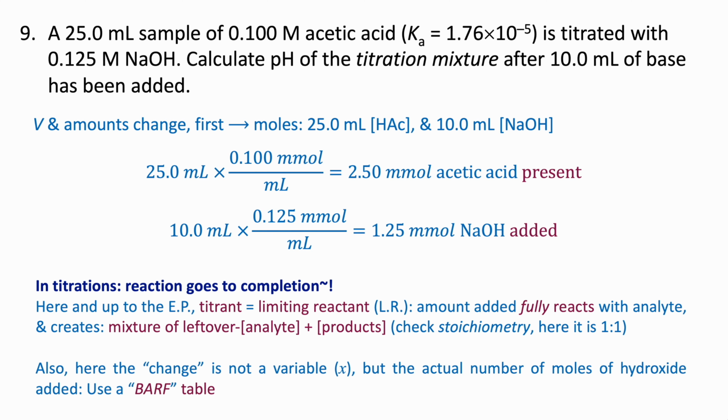Now, how do I go about setting up this problem with the calculations? Well, a RICE table is not necessarily good in this case, because the row for change in the RICE table is a variable. In this case, it is not. It's the actual number of moles of the titrant that I added. Here, we're going to use something that I call a BARF table. That's sort of a silly name, but hopefully, because it's silly, it gets stuck in your head and it's easier for you to remember.